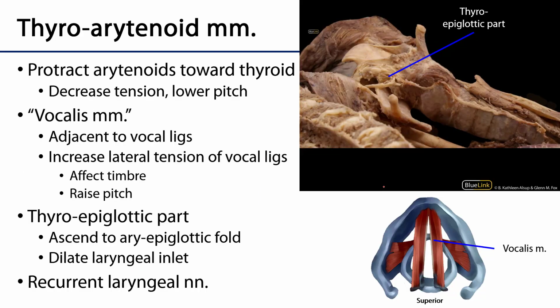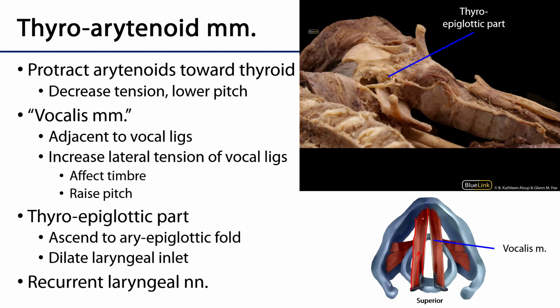Finally now, we have the thyroarytenoid muscles. The thyroarytenoid muscles are really interesting muscles because they're connecting the thyroid cartilage with the arytenoid cartilages. And when they contract, they glide the arytenoid cartilages anteriorly, and by doing so, they decrease the tension and lower the pitch on the vocal ligaments.